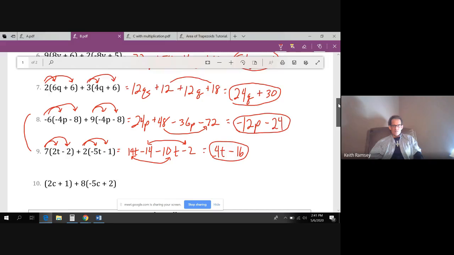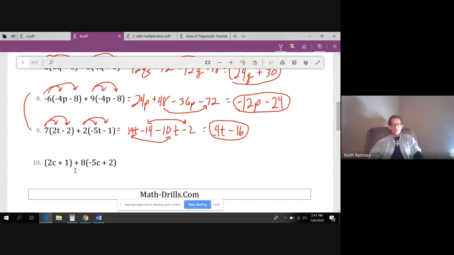I think there's another one down here. Yeah, let's look at this one. This one, there's nothing to distribute. Do you see that? Because there's no number outside of the 2c. So I'm just going to rewrite that first equation. I'm just going to rewrite 2c plus 1. This one you do have to distribute. 8 times -5c. Positive times a negative is -40c. Then I have 8 times positive 2 is going to be 16. So I'm going to say plus 16.